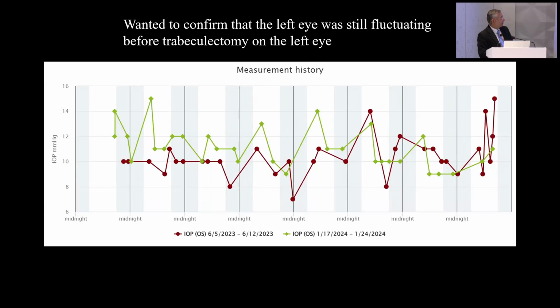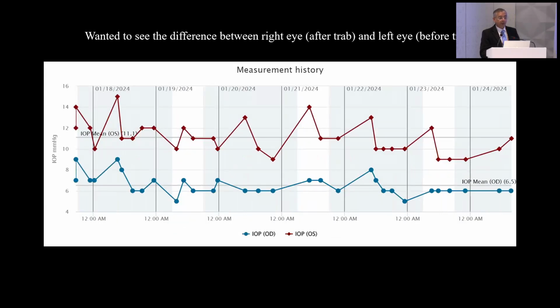And so we did the other eye. And the other eye pressure fluctuation has stayed the same from June till January. Only then did he get convinced to undergo trabeculectomy in the other eye too. And he wanted to see the difference in the right eye after trab and the left eye before trab. This is the left eye before trab and this is the right eye after trab.